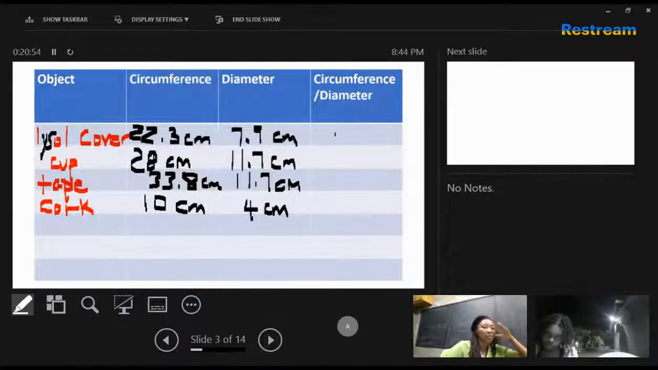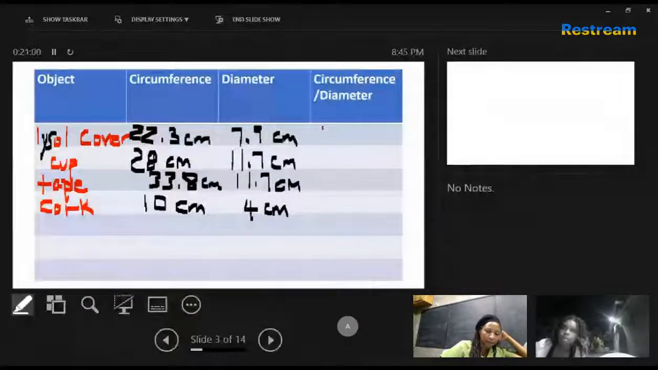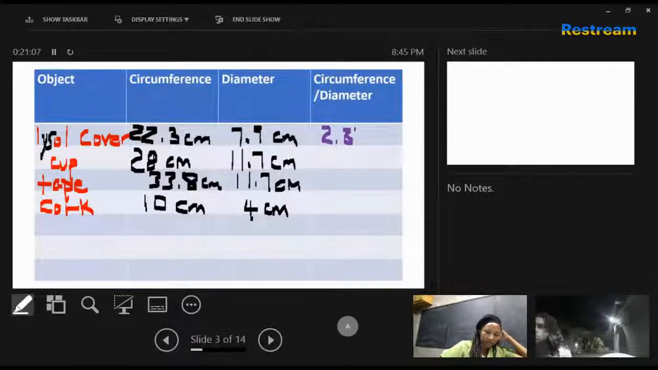For 22.3 divided by 7.9, miss, I got 2.82. All right. John, 28 divided by 11.7.